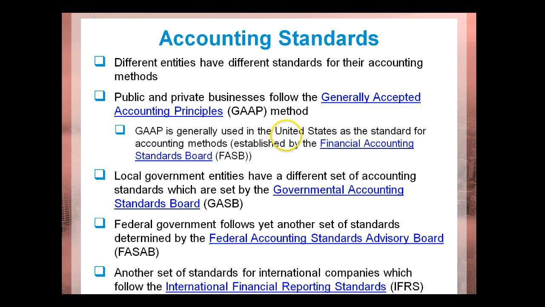Now, why do we have accounting, and how do you know what is acceptable and what's not acceptable, and how do you know how to prepare certain information? Well, the accounting standards give us that information. They are the standards that we use as CPAs and accountants to record and report various transactions. Now, accounting principles for private organizations will be governed by the FASB, which is the Financial Accounting Standards Board.